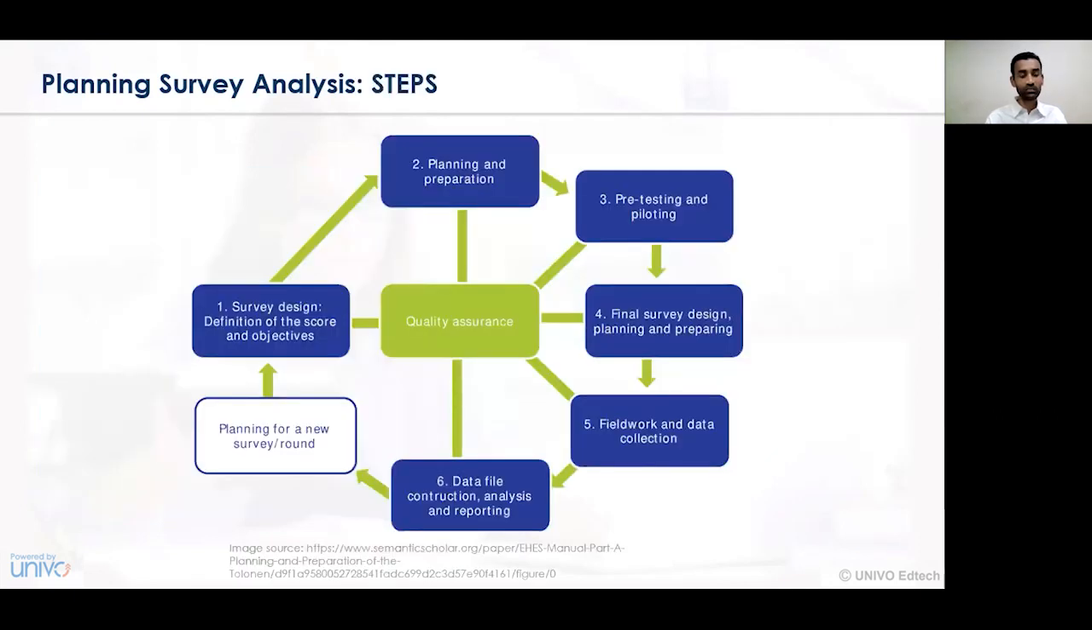Now let us understand the various steps for planning the survey analysis. The first step is the survey design. We need to design a particular survey in which we define the scope and the objectives of conducting this activity. Quality assurance has to be considered, every standard needs to be measured, and planning the survey analysis sets the first scenario of how we design a particular survey. If the survey has been designed very effectively, then on that basis the future activities will be undertaken in a much better way.